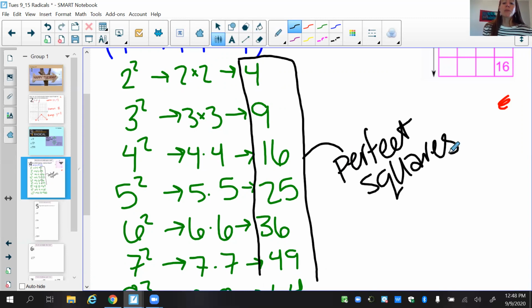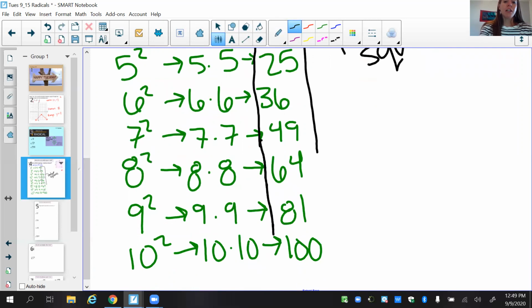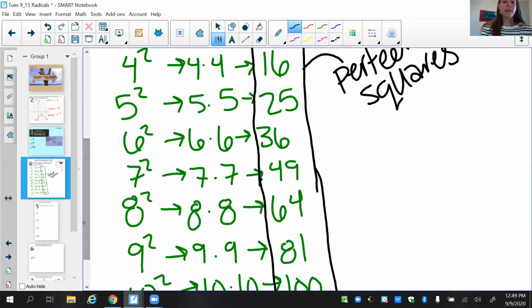Okay, so you should be very comfortable with those numbers, to say, oh, 4, that's a perfect square. 25, that's a perfect square. 36, that's a perfect square. So I almost suggest you memorize this list, if you don't already know these, so that we become very comfortable with them, because we're going to need to know these perfect squares to simplify square roots.